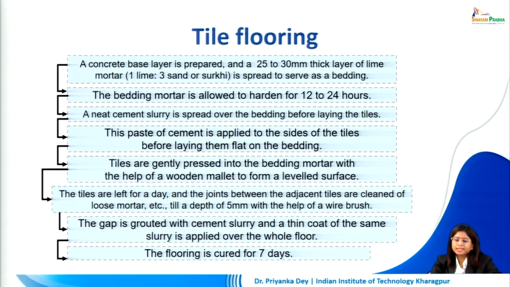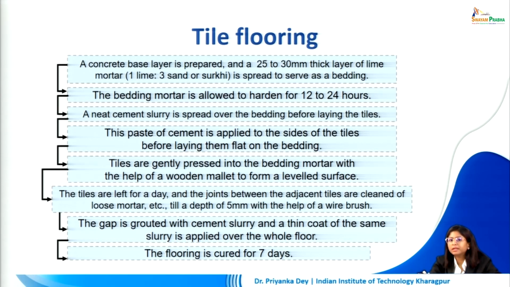The basic process is the concrete base layer is prepared and a 25 to 30 mm thick layer of lime mortar is spread to serve as the bedding. Now, the bedding mortar is allowed to harden for 12 to 24 hours and then a neat cement slurry is spread over this bedding, which is used for the laying of the tiles.